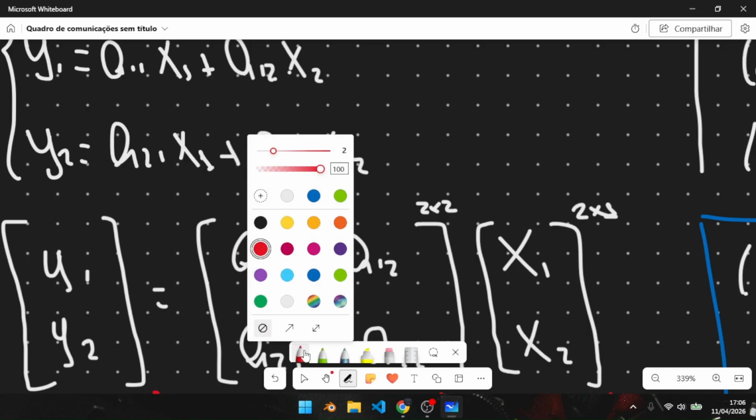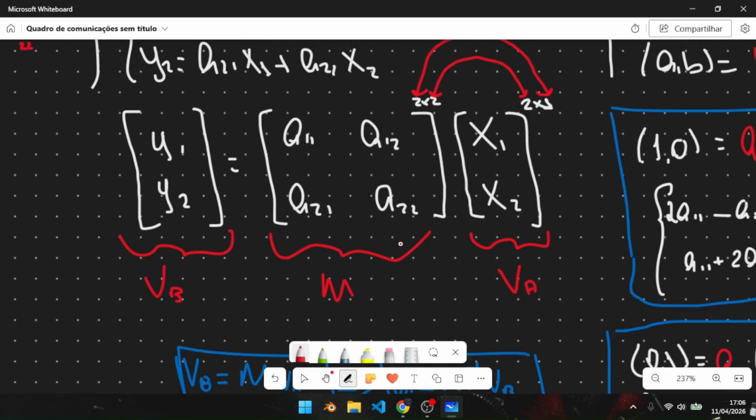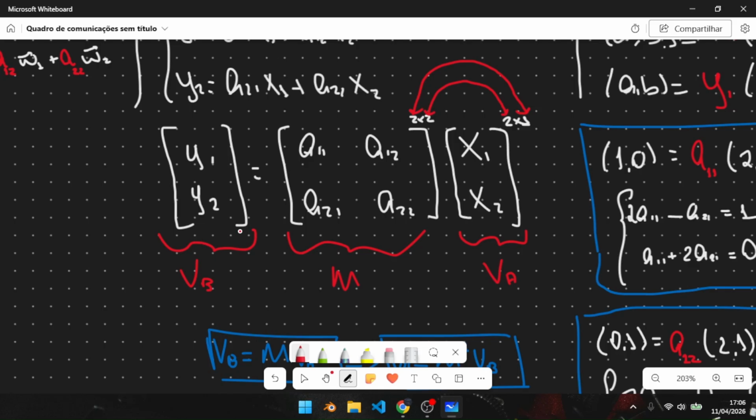According to the concept of multiplying matrices, the last number of the first matrix and the first number of the second matrix need to be equal, and the result is going to be these two. So the result is going to be a 2 by 1, which it is, which is this one here. And here are their names. This is going to be vector B, this is the change of basis matrix, and this is the vector A.